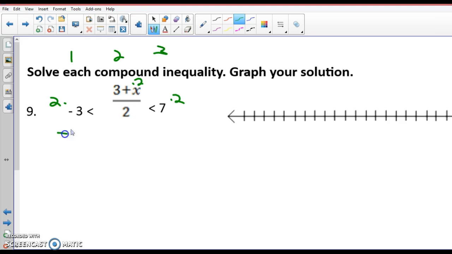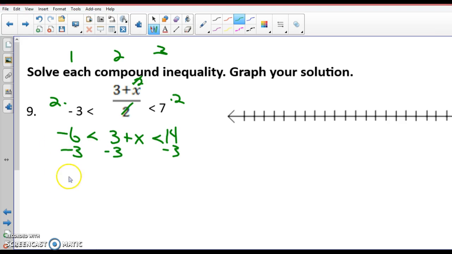So this is going to be -6. Do I switch my inequalities? No, because I multiplied by a positive. So it remains less than. This will just be 3 plus x, and that's 14. How do I finish solving this? What do I need to do, Kimmy? Well, look, here's my x. I want to get x alone. Subtract 3 from all 3 parts. You are getting x alone.